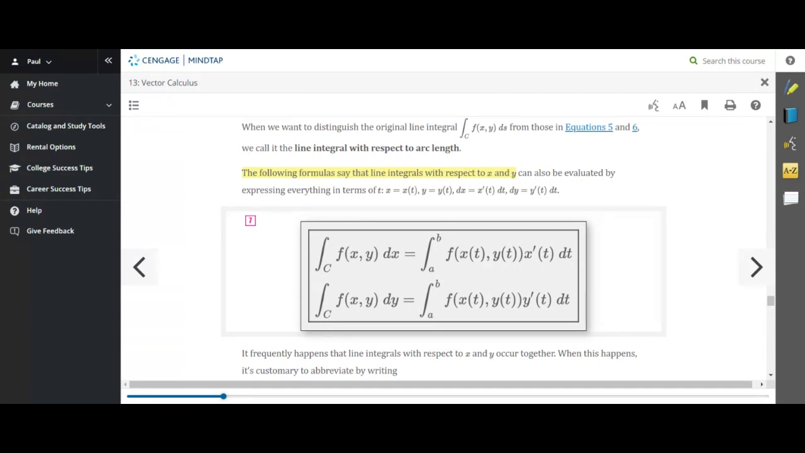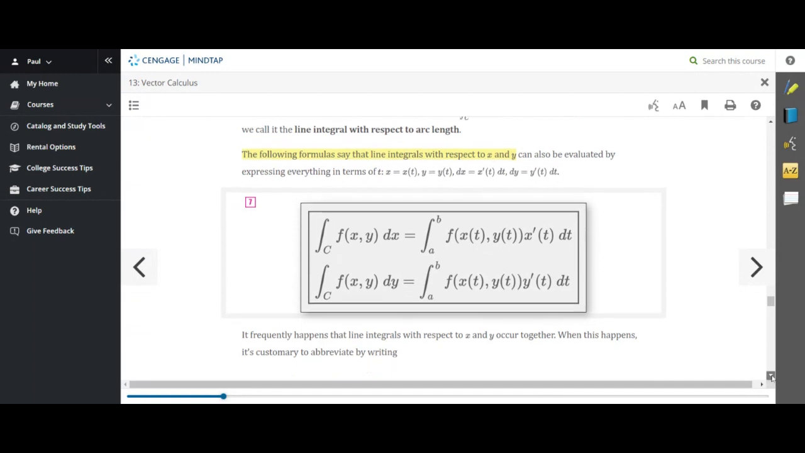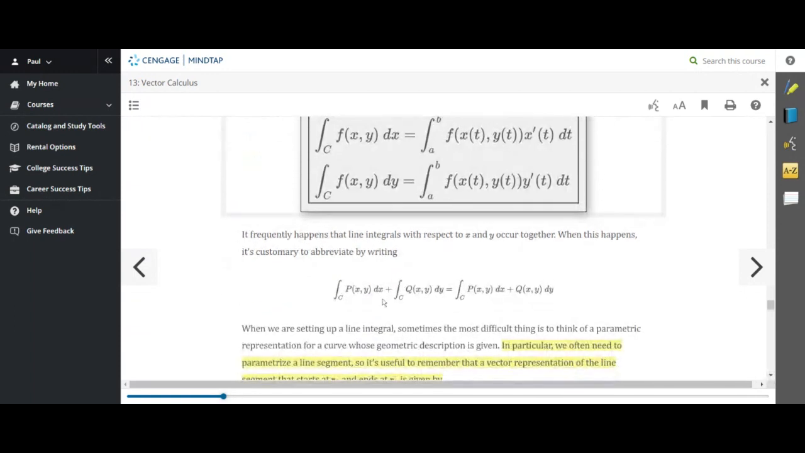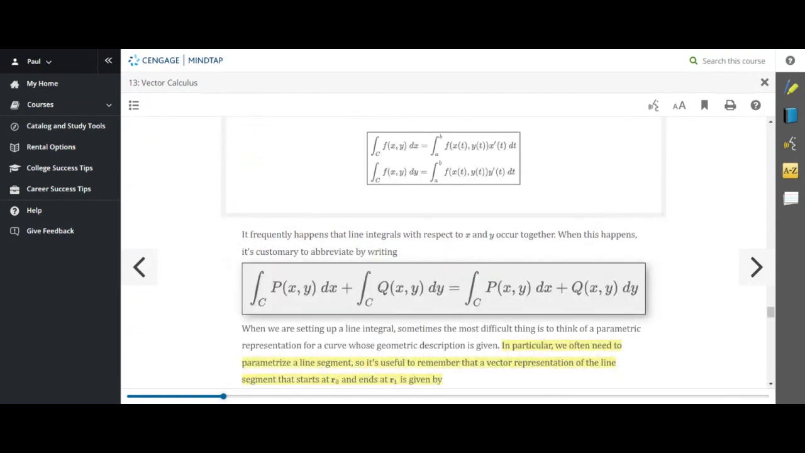Now, a lot of times what happens is we want to add a line integral with respect to x plus a line integral with respect to y. Take a look at that for a moment.